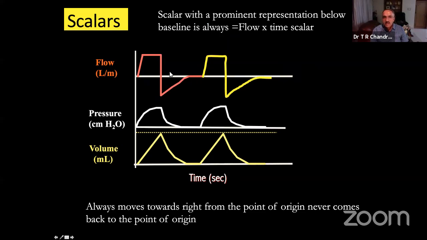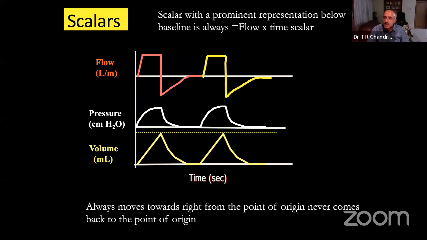And as I said, whenever there is a major representation of any wave below the baseline, it is always flow, flow, flow. You remember that. When you are standing 10 feet away and you look at your ventilator, if there is one wave with a major representation below the baseline, you should say that is a flow versus time scalar.